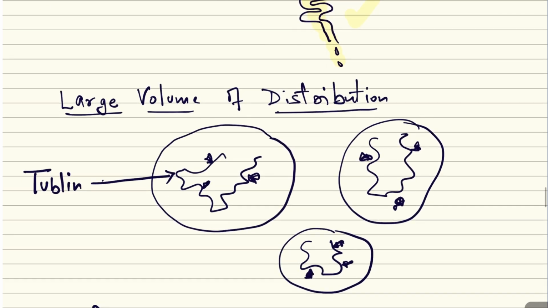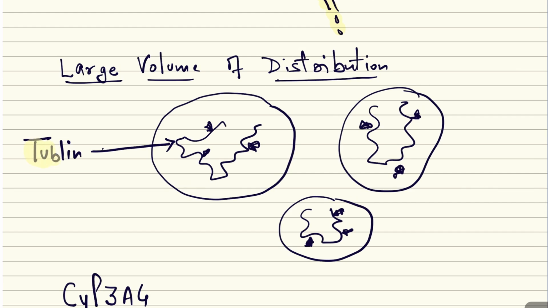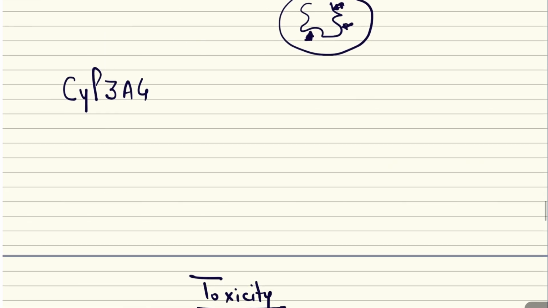Also, colchicine binds to the intracellular protein called tubulin. Here we can see the colchicine binds to the protein tubulin intracellularly, and that's why it has a very large volume of distribution. Because of the large volume of distribution, colchicine undergoes very slow elimination from the body. As we know, it is metabolized by the enzyme cytochrome P3A4. So any drug which inhibits this enzyme is likely to precipitate the toxicity of colchicine.